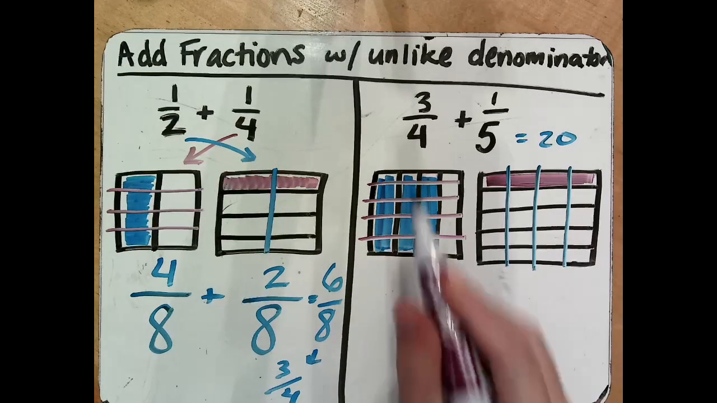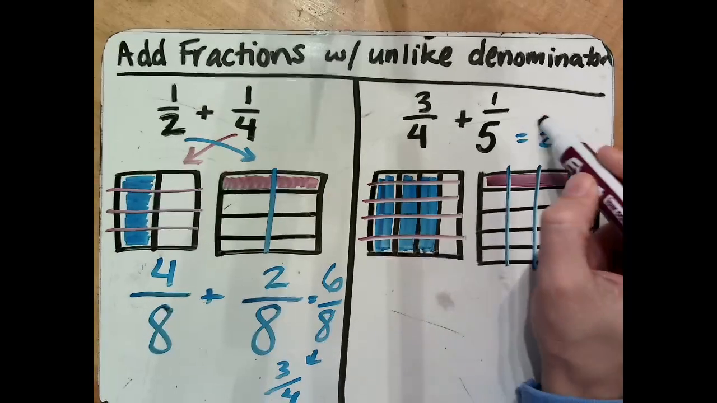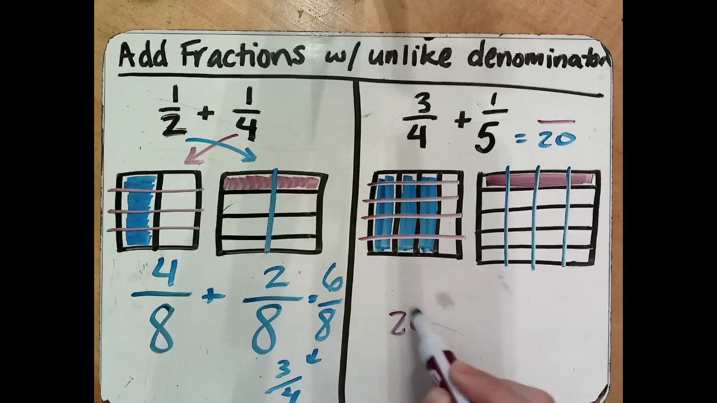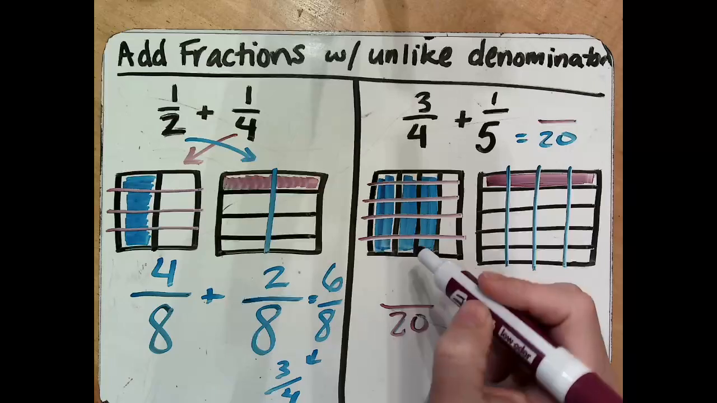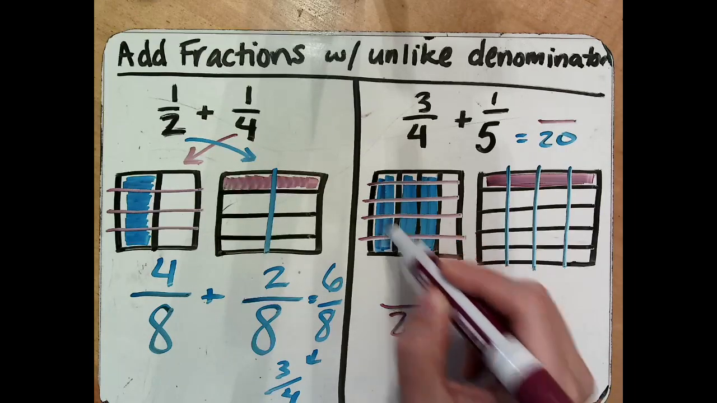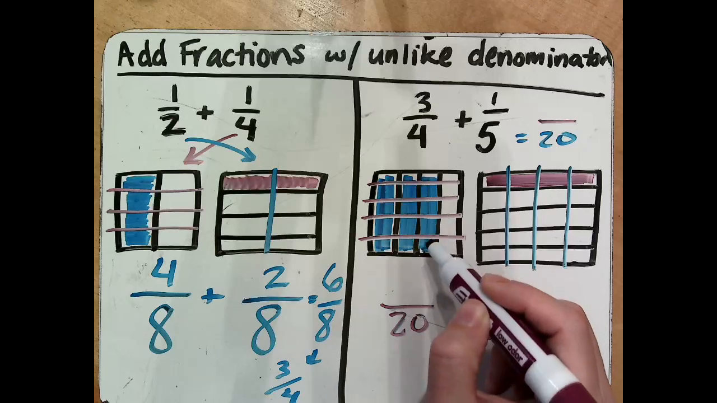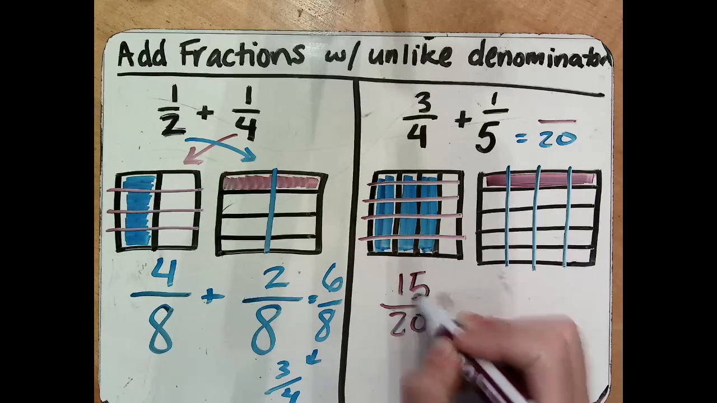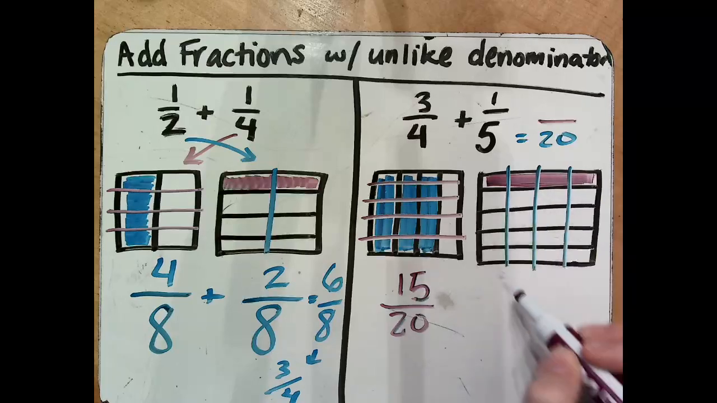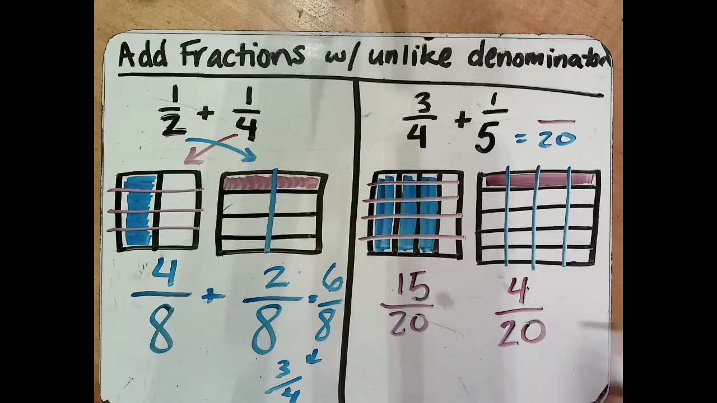All right, I'm going to count out my total number of pieces. 20. All right, so I have 20 pieces on the bottom, 20 in total in the whole. And I have 2, 4, 6, 8, 10, 12, 14, 15. And I have 1, 2, 3, 4. Okay, then the next step would be to add these numbers together. Okay, and this number cannot simplify down, so that would be our answer.